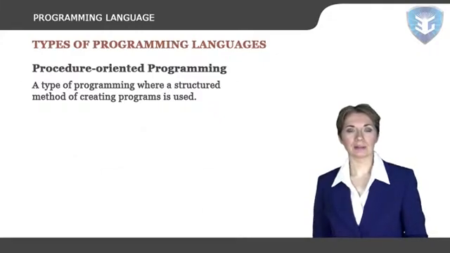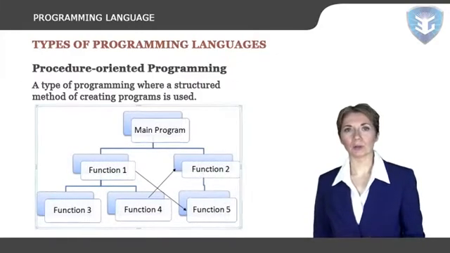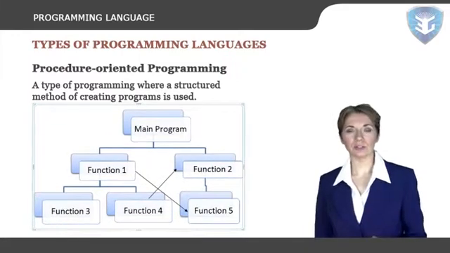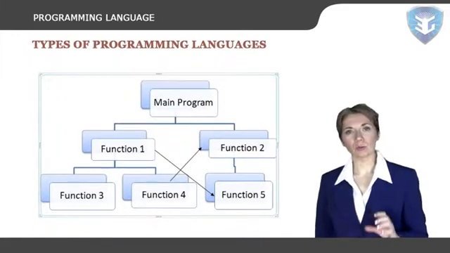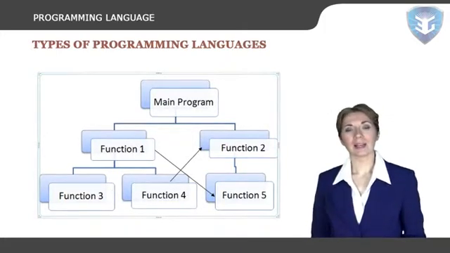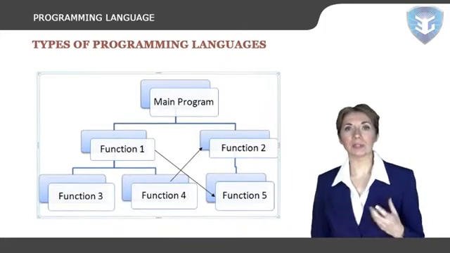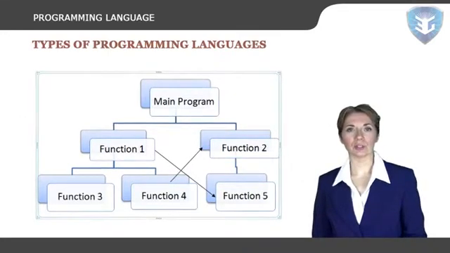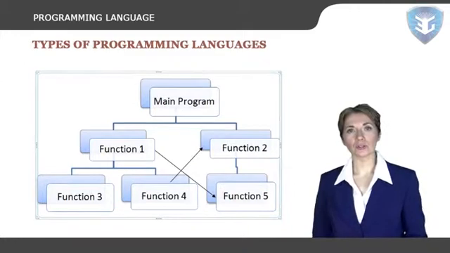Procedure-oriented programming is a type of programming where a structured method of creating programs is used. With procedure-oriented programming, a problem is broken up into parts, and each part is then broken up into further parts. Some procedure-oriented languages are COBOL, Fortran, and C.